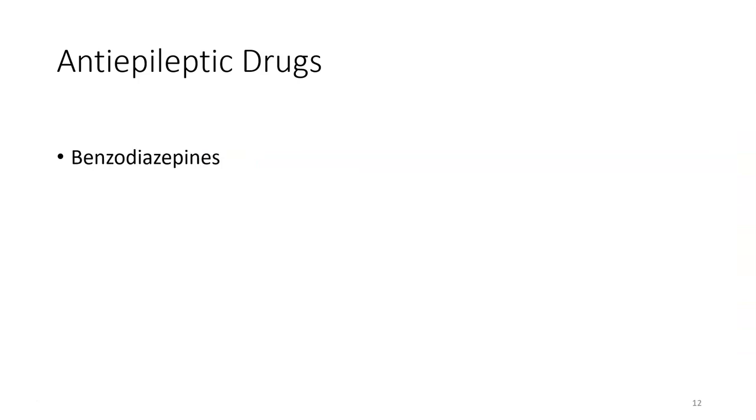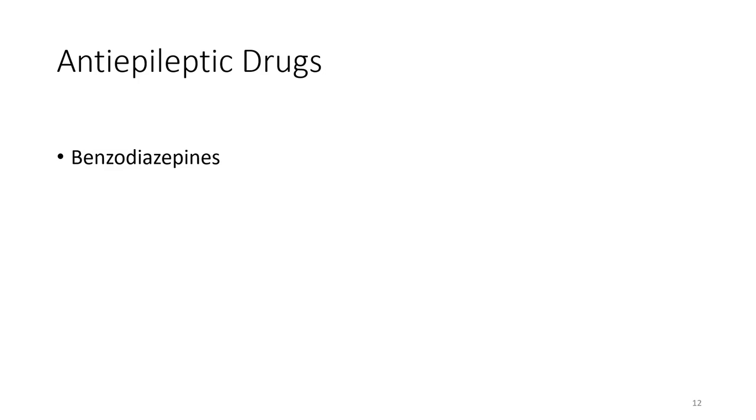Next are benzodiazepines. Benzodiazepines also inhibit the conduction of nerve impulses in the motor cortex. They work very similar to barbiturates, but they're chemically different. They also enhance GABA, that gamma aminobutyric acid, so they're GABAergic, that calms things down.